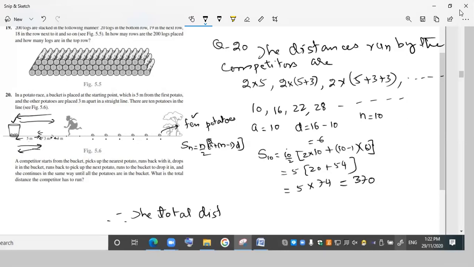So the total distance the competitor has to run is 370 meters, because every distance is given in meters. So that's all for this lesson, arithmetic progression.